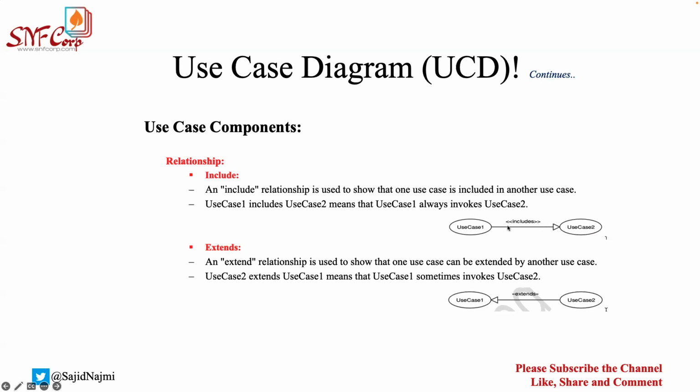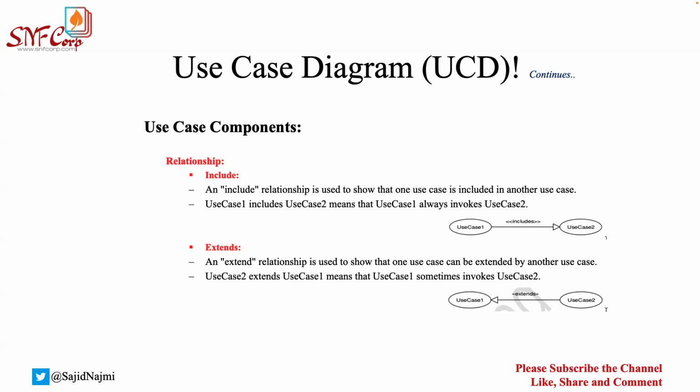This will always be there this way. You start this way, write includes, and then close the brackets the same way. And then we have use case 2, and there is an arrow going here. And we also have extend. With extend, you will see the arrow is moving in the opposite direction. It is coming here to use case 1. You see it?